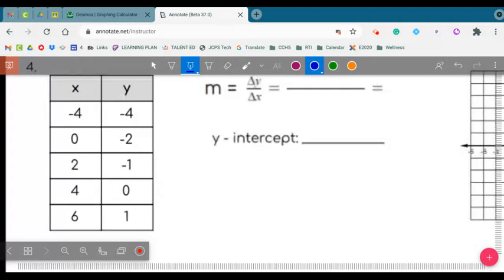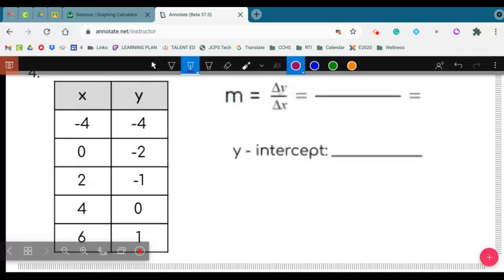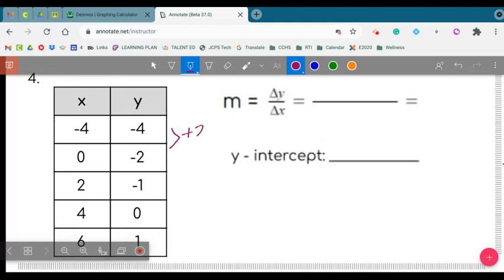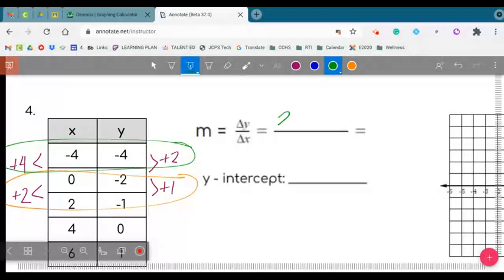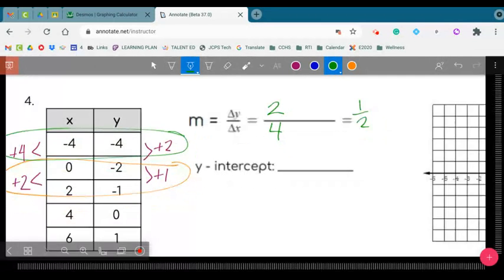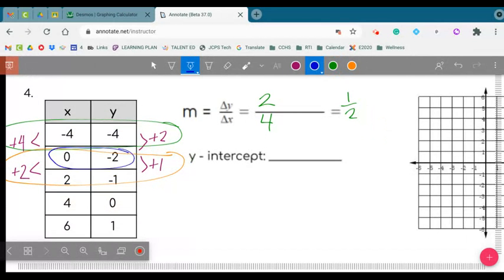Okay, next one. Let's find our change in our y's. So we're going up by 2, and then we go up by 1. This one we go up by 4, and then we go up by 2. So it does not matter whether I use 1 over 2 or if I use 2 over 4. You're going to get the same answer. Let's do 2 over 4 because it's the same one. This would reduce to 1/2. Make sure you reduce if it can reduce. Then our y-intercept is 0, -2.